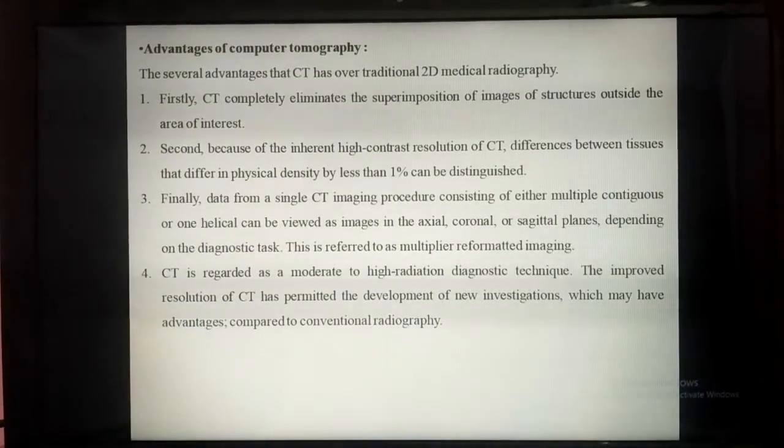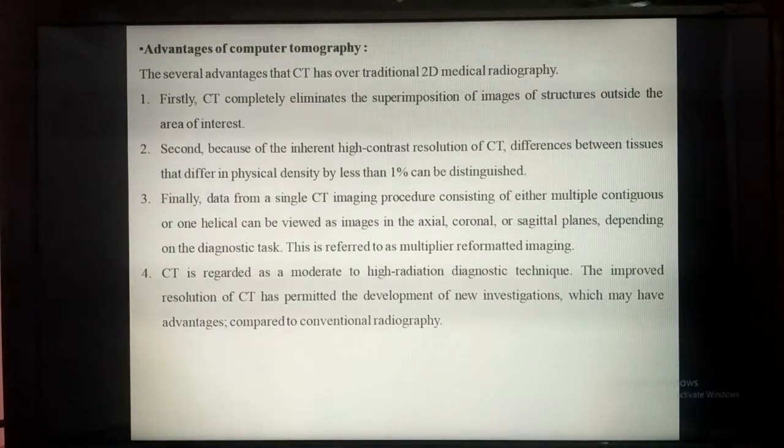Then, advantages of tomography. There are several advantages that CT has over traditional 2D medical radiography. Firstly, CT completely eliminates the superimposition of images of structures outside the area of interest. Second, because of the inherent high contrast resolution of CT, differences between tissues that differ in physical density by less than 1% can be distinguished.